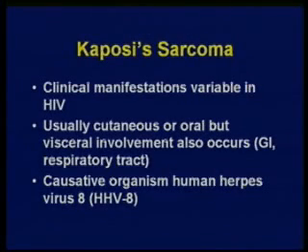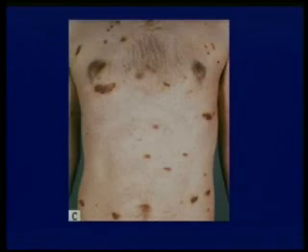Kaposi sarcoma. Clinical manifestations are variable in HIV, usually cutaneous or oral, but visceral involvement also occurs, so in the gastrointestinal tract or the respiratory tract. And the causative organism is another virus, human herpes virus 8, HHV8. Here's what it looks like. So these purpuric lesions, the black and blue blotches that bleed easily. Kaposi sarcoma is very vascular, just looking at it makes it bleed. Very highly vascular lesion, literally.